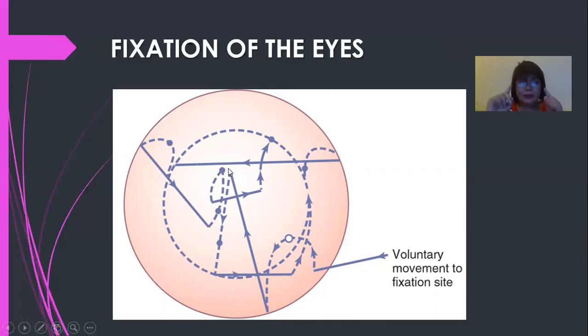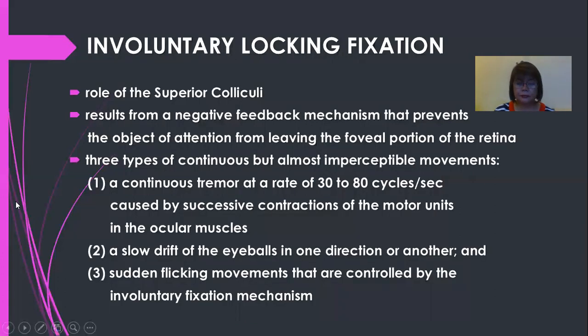So even though you're looking at a certain object, there's active movement in your eyeball, but this is corrected by the voluntary movement to fixation of the eye. This is controlled by the superior colliculi. And this results from a negative feedback mechanism that prevents that object of attention from leaving the foveal portion of the retina. So even if it keeps moving, it goes back to the fovea.